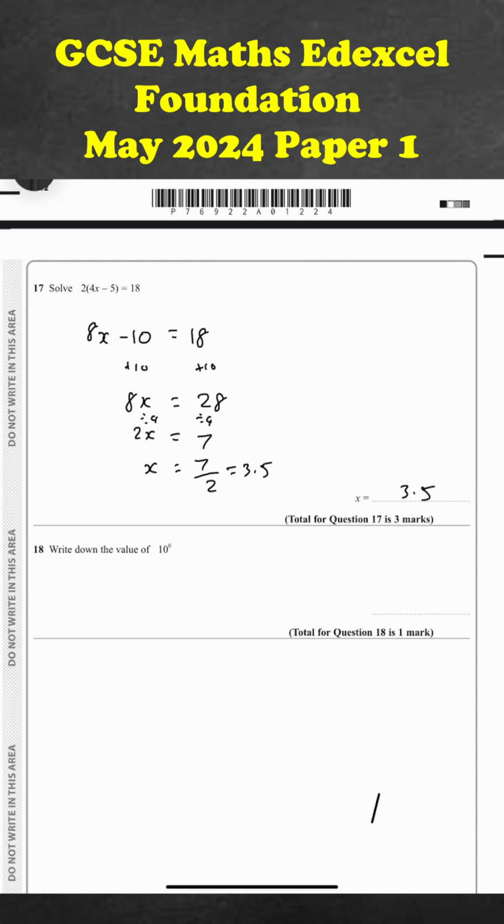Question 18. Write down the value of 10 to the 0. The easiest question on the paper, in my opinion. That's just 1. As anything to the power 0 is 1.